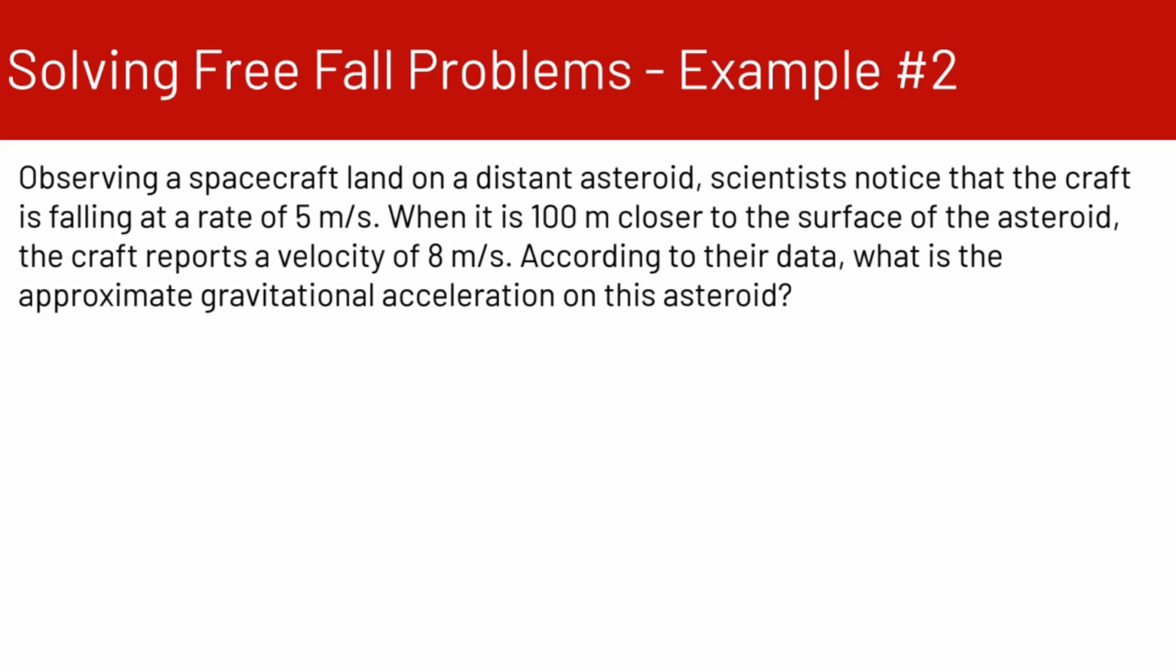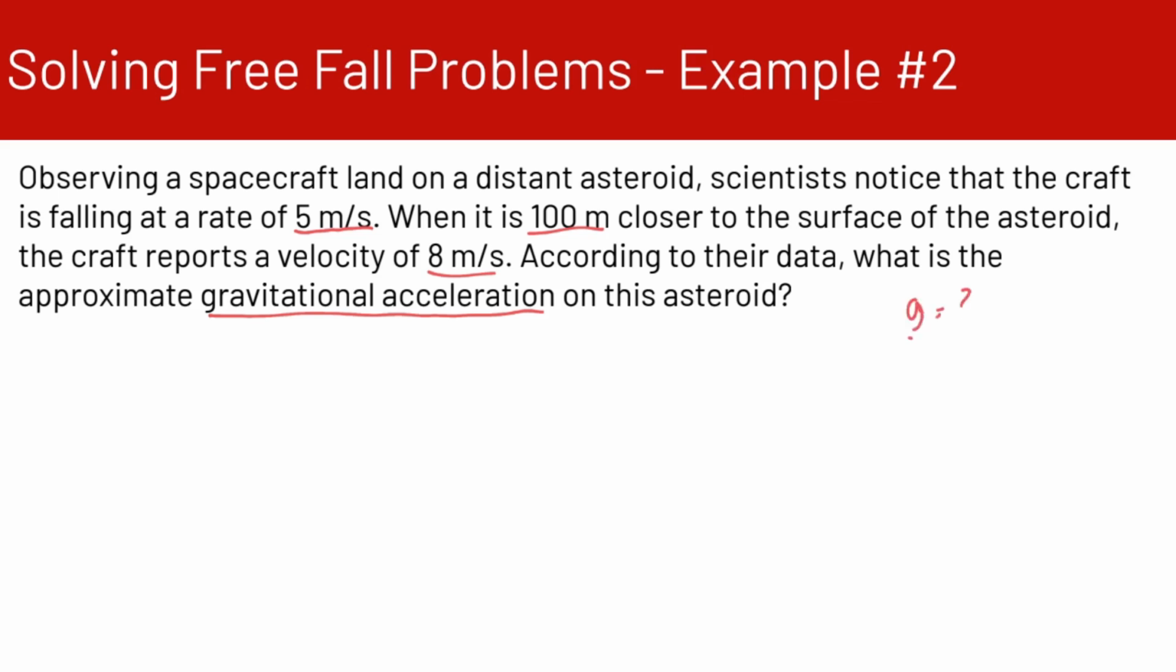Okay, example number 2. Observing a spacecraft land on a distant asteroid, scientists notice that the craft is falling at a rate of 5 meters per second. When it is 100 meters closer to the surface of the asteroid, the craft reports a velocity of 8 meters per second. According to their data, what is the approximate gravitational acceleration on this asteroid? Okay, so we are looking for g.